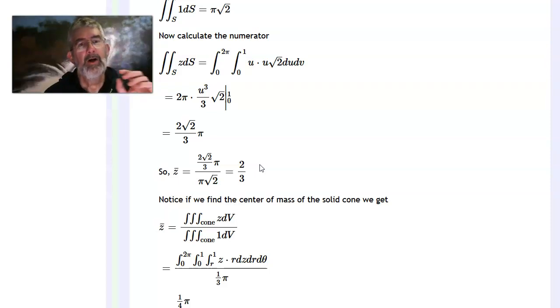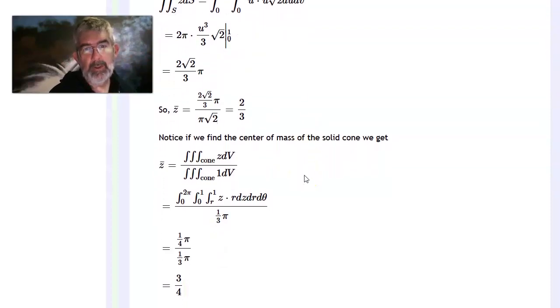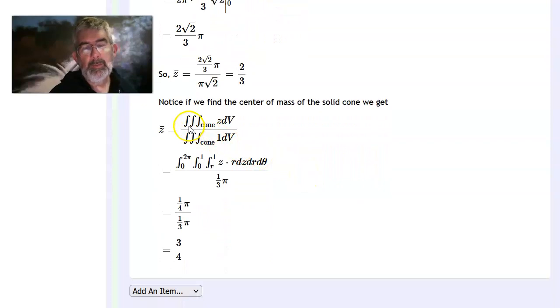find the z bar if the cone was a solid, right? So think back when we were doing applications of triple integrals, we would do the triple integral over the cone of z dv divided by the triple integral over the cone of 1 dv. Well, the triple integral of 1 dv is just the volume of the cone, which is 1/3 the area of the base times the height. The base is a circle of radius 1, so it's got area pi, and the height is 1, so that denominator is just 1/3 pi.